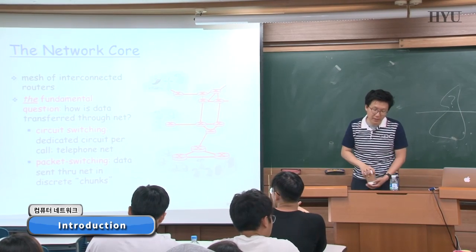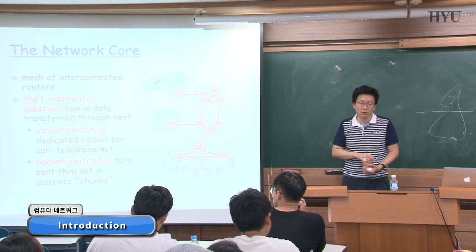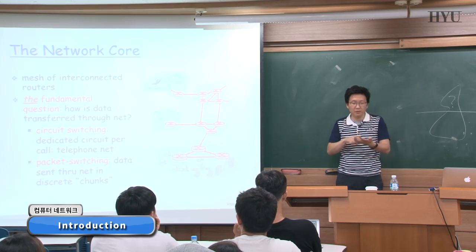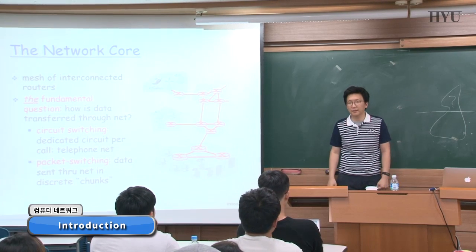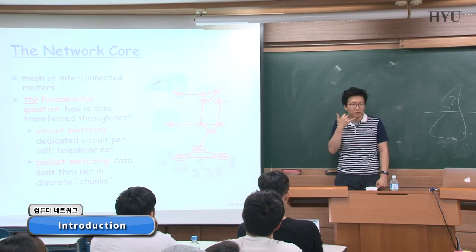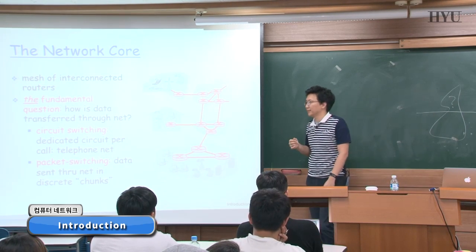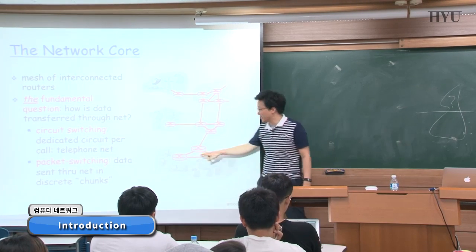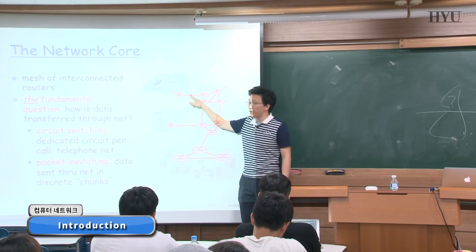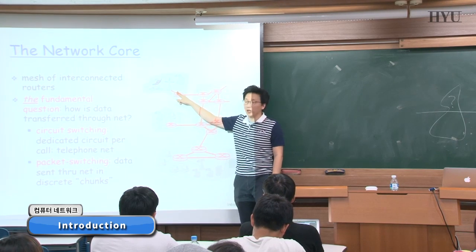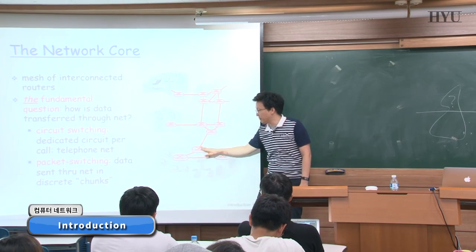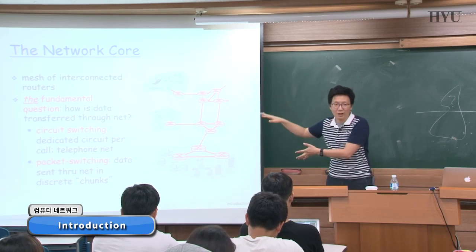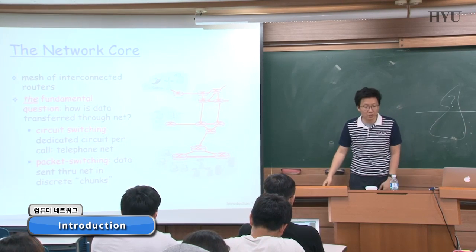Circuit switching, first, is a dedicated circuit per call, like the telephone network. When you try to call somebody, what's happening? You punch a number, press call, and you hear the ringing, right? Then the other person picks up, the ringing is gone, and you can talk to each other. In the ringing state, you already found the path to the other person. Once the call is received, that path is now yours. No one else can interfere.